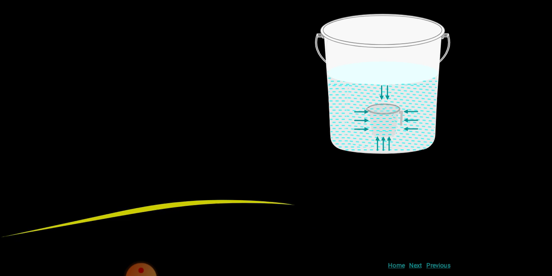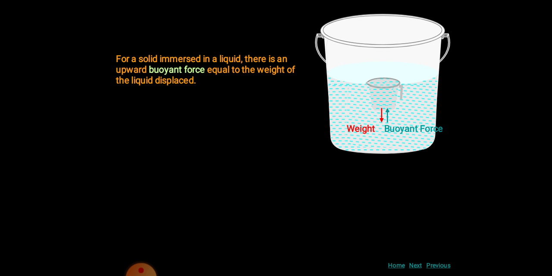Now let us try to understand the buoyant force. Here we have taken a bucket in which water is present. We have taken a solid. The solid is immersed in a liquid, and there is an upward buoyant force equal to the weight of the liquid displaced. Here, if you see the direction of weight and buoyant force, what is it? Opposite. Buoyant force is nothing but the upward force exerted by a fluid that opposes weight. So buoyant force we will discuss in detail in a particular chapter.